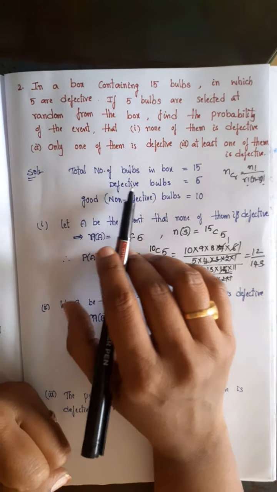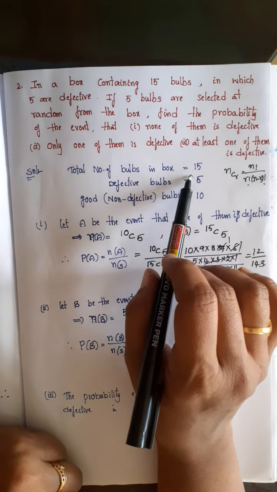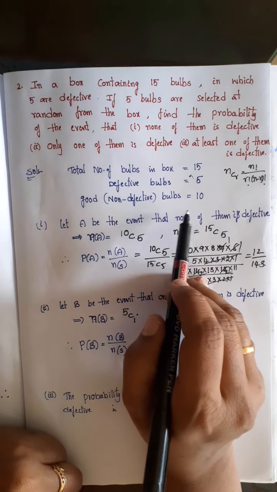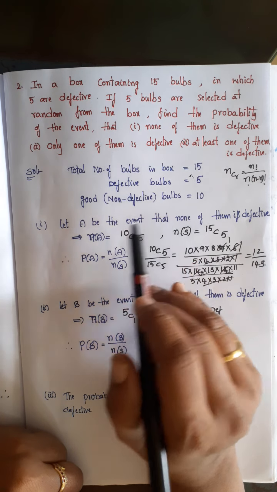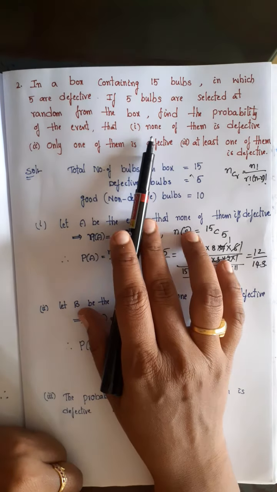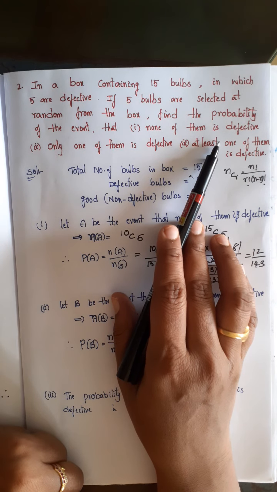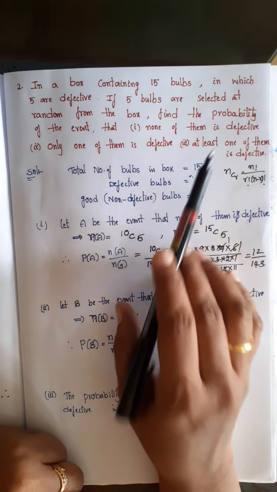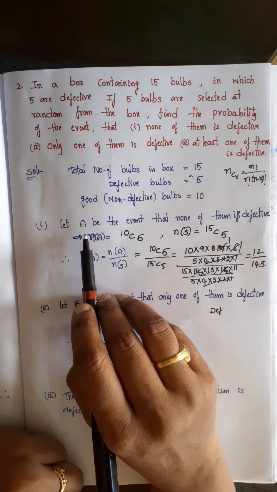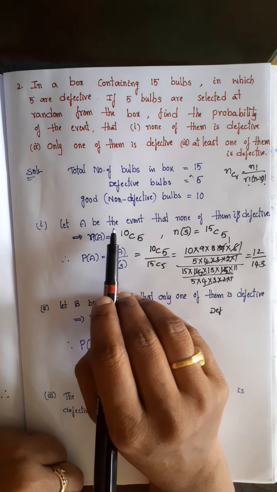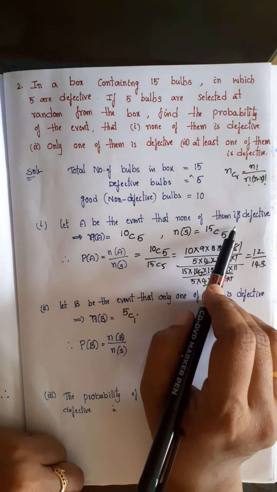So let us write: the total number of bulbs in the box is 15, defective bulbs 5, so good bulbs are 10. It's very clear. Now the first one, let us consider none of them is defective. So we have to select only good bulbs. The event I am assuming as A. So A is the event that none of them is defective.